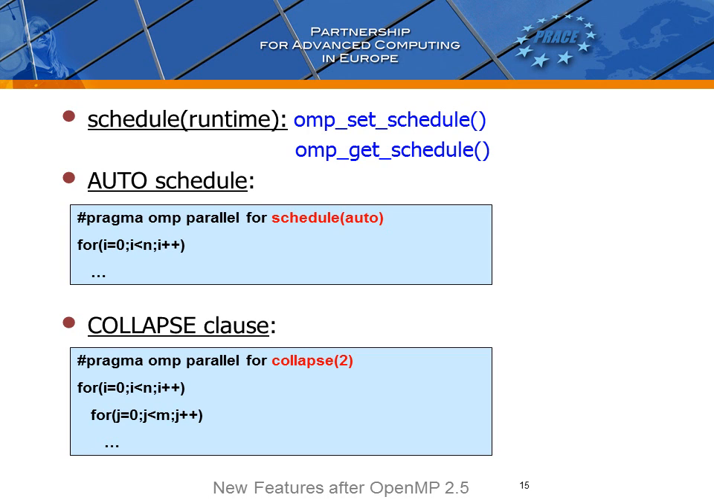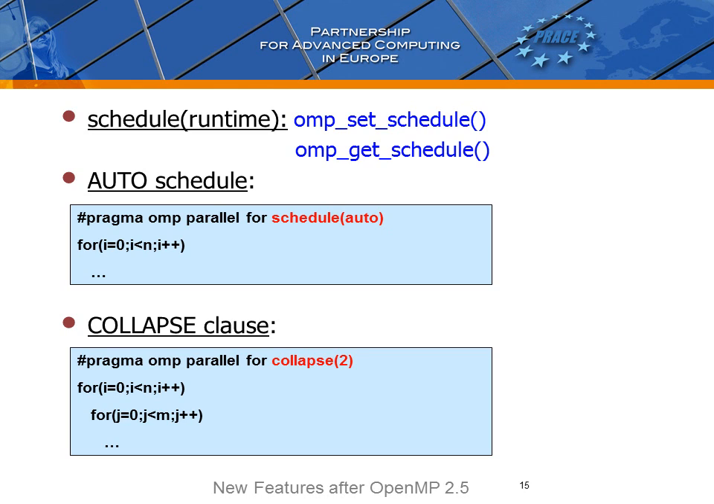Another scheduling type for the loop construct is runtime. Iterations are set at runtime through the environment variable OMP_SCHEDULE. It is now possible to set or get the runtime scheduling with the library routines omp_set_schedule and omp_get_schedule. A new scheduling type called auto is added in version 3.0.